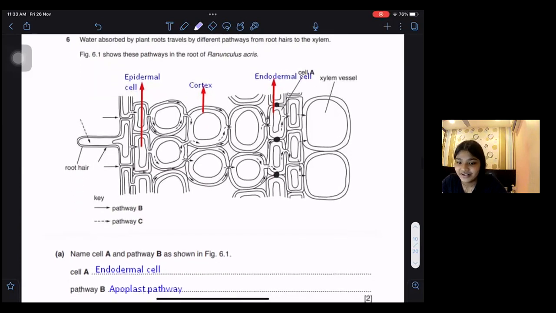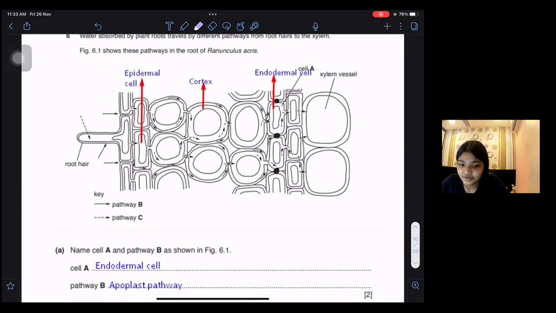Thank you. The question asked to name cell A and pathway B. So cell A is the endodermal cells, and pathway B, which is the solid line, is the apoplast pathway, because the water moves from the root hair cells to the endodermis via the cellulose cell wall. So it's the apoplast pathway.